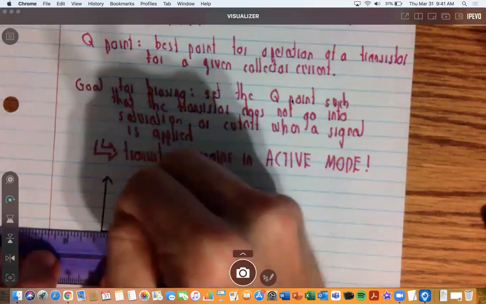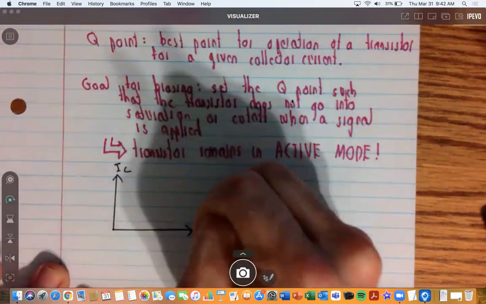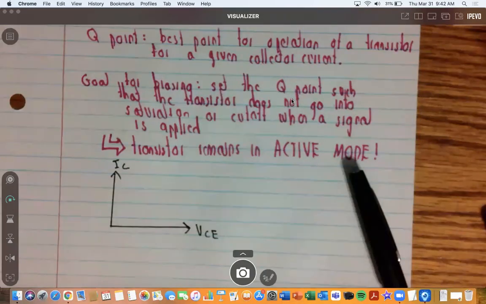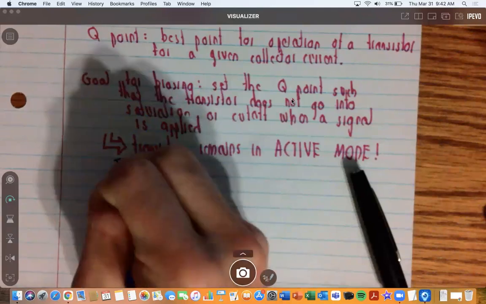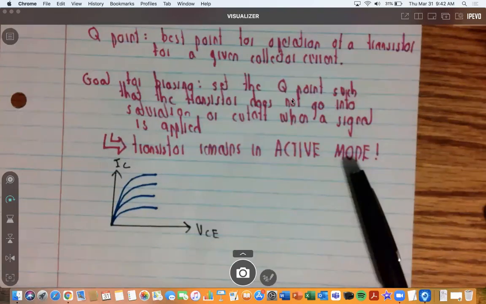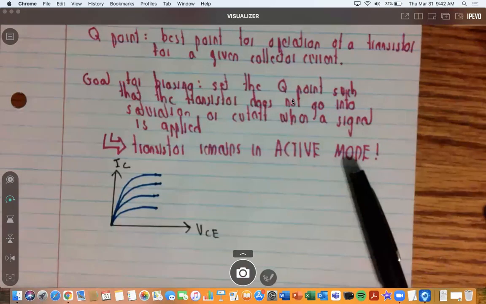Looks something like this, and we have the collector current, and then we have a graph of the voltage between the collector and emitter. And so this basically has a lot of these characteristic curves. They look something like this. Those were our characteristic curves. And what this is trying to show us is that if we drew a line that goes from the max point to the minimum point.